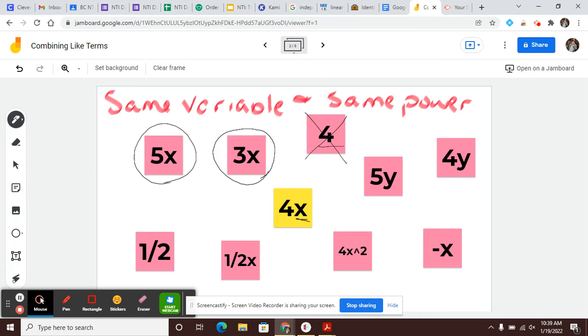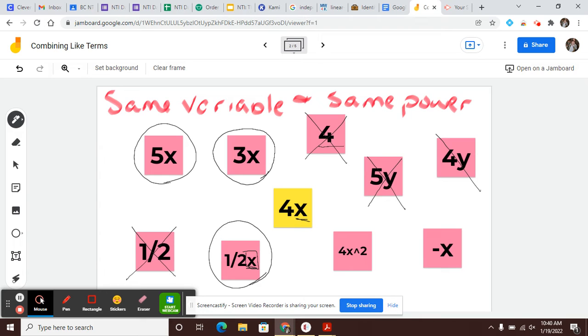5y is not like 4x because it doesn't have the same variable. Again, 4y is just a pitcher on another team. It is not on the same team as 4x because it doesn't have the same variable. 1/2 is not like 4x because it doesn't have a variable. Now it is a term, but it's not the same as that 4x. 1/2 x is like 4x. Even though that's a fraction, you might think that it's not like 4x, but because it's got that x, that's what we're looking for. We only are looking for whether it has the same variable to the same power. That's what makes it on the same team.